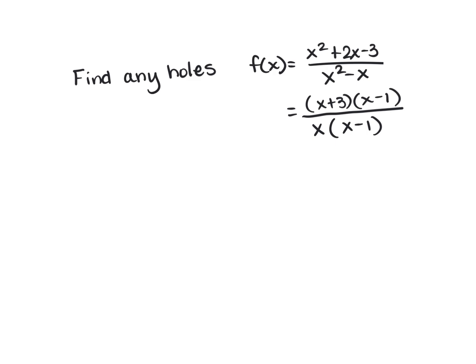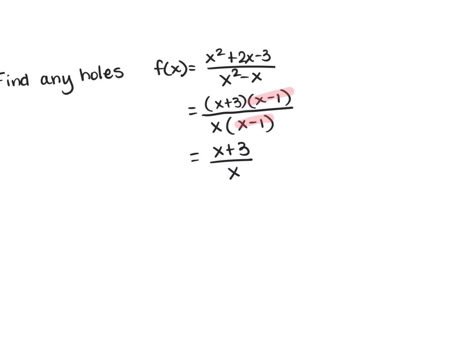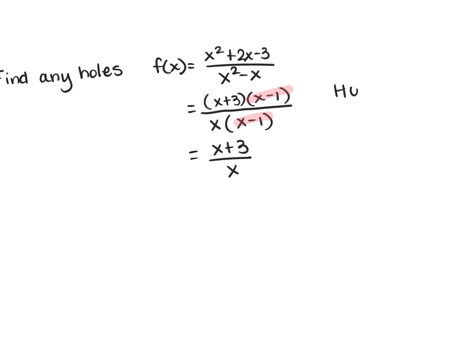Now, what happens right here is that I have this and this are twins. So that's where my hole is, and the function that remains is x plus 3 over x. So I'm going to come over here to the right. So I know that I have a hole when x minus 1 is equal to 0, which means the hole has an x value of 1.